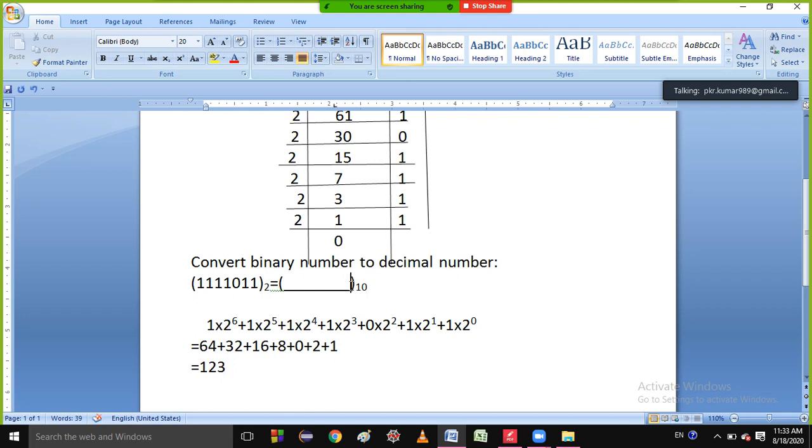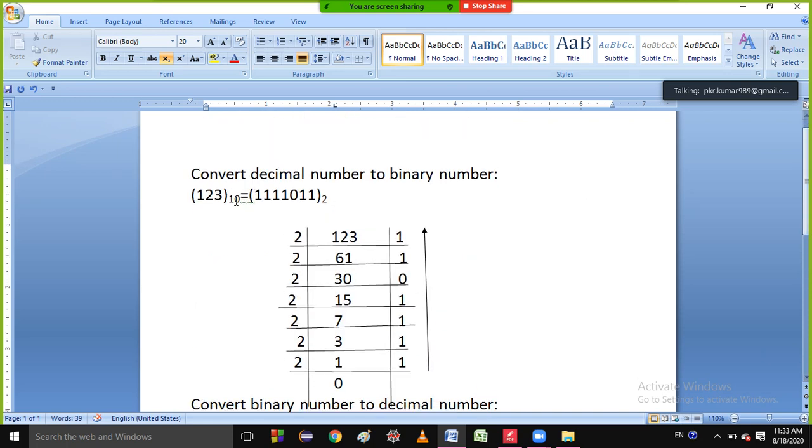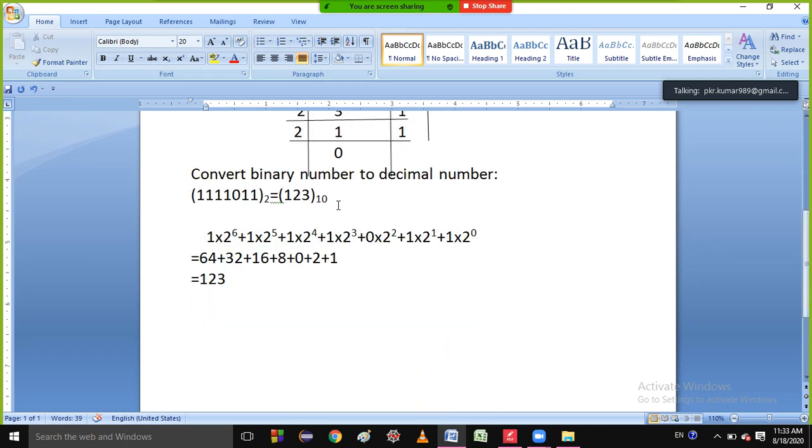So can you write this one? 1, 2, 3 over here. So this binary will give the result 123. So our answer is proved also. This binary has this decimal number as its answer. Clear to you, students?